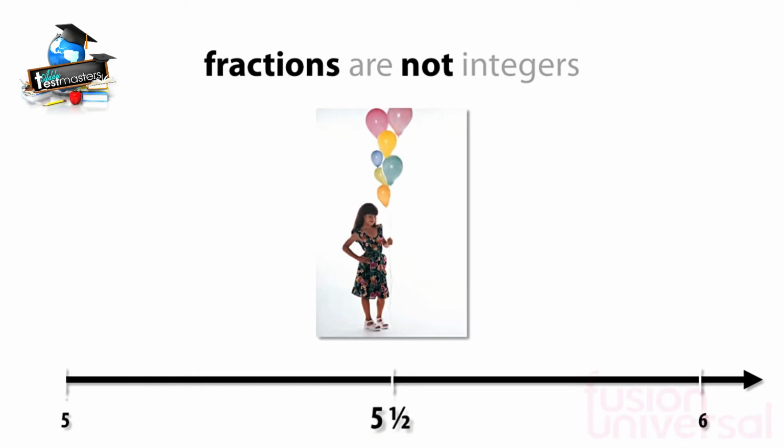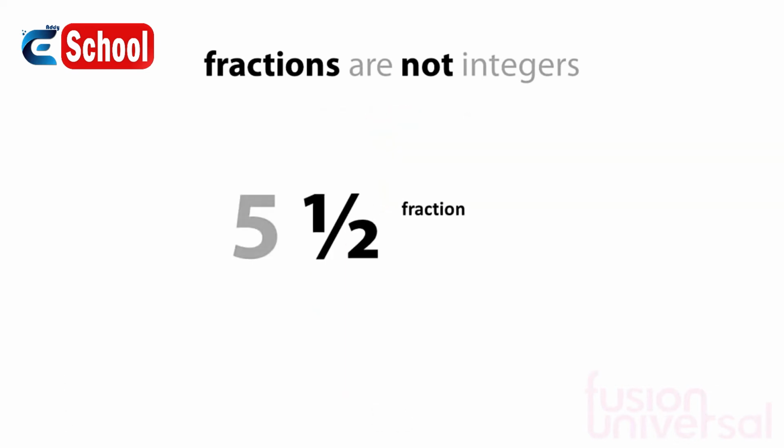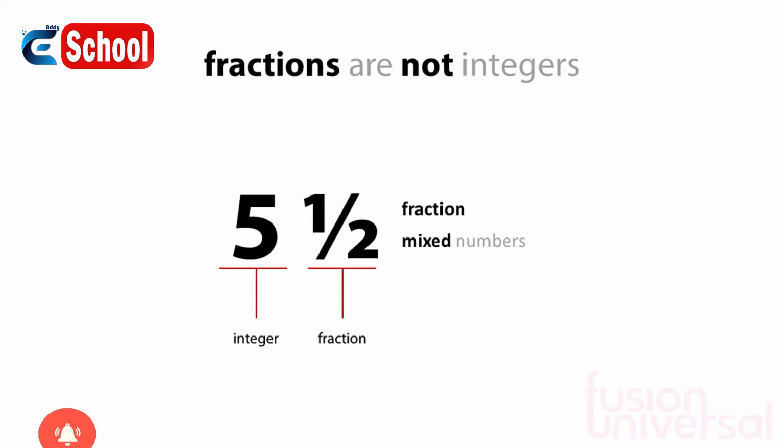5.5 looks like this. 5 and a half. It is between 5 and 6, so it is not an integer. Half is an example of a fraction, and 5 and a half is an example of a mixed number. We have learned what integers and fractions are. Now let's look at decimals.